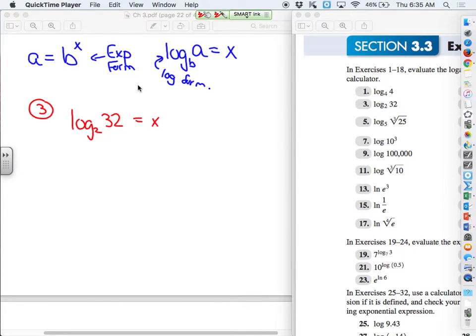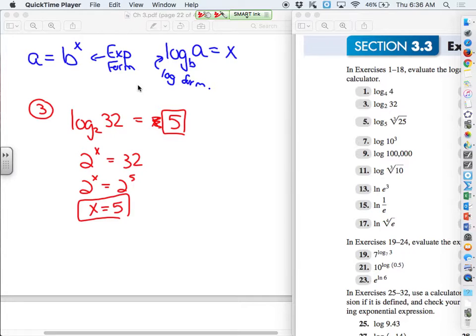If you set that equal to something, you can rewrite this as 2 to the x equals 32. And then 32 you can write as 2 to the 5th. So that logarithm, log base 2 of 32, is equal to 5.